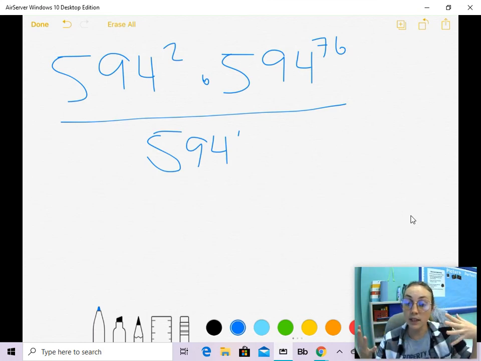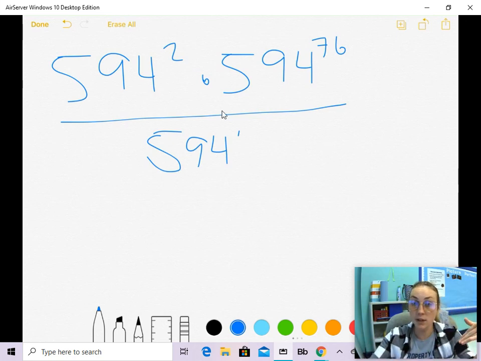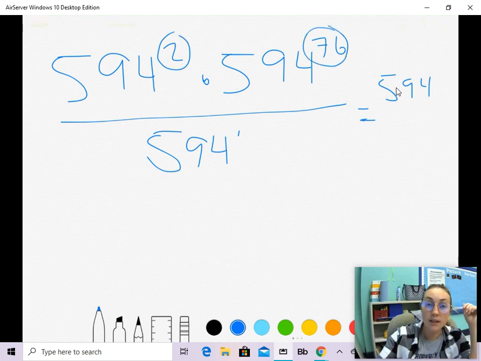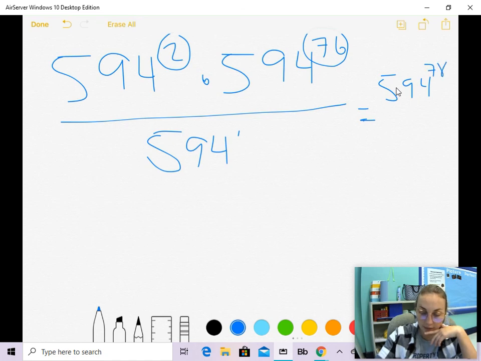Again, if you look at the order of operations, you always do multiplication before you do division. So on this problem, we're going to focus on the numerator first because this is multiplication, and then we'll do the division part. So let's look at this multiplication first. The base number is going to be the same, 594. We're going to add these exponents, so 76 plus 2 is going to be an exponent of 78, okay?